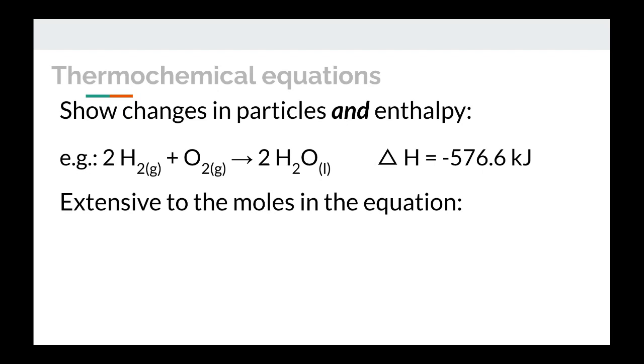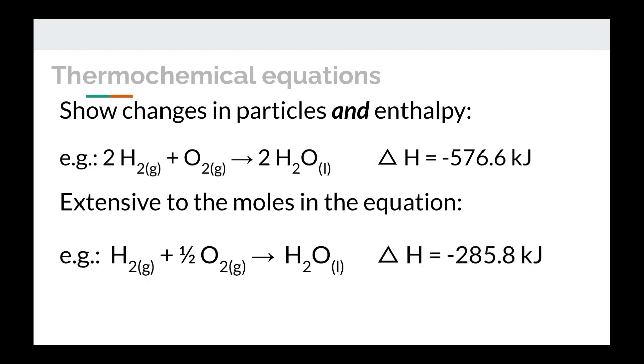That means there's more energy stored in the reactants, the H2 and O2, than there is in the H2O. This enthalpy change is an extensive quantity, because it depends on how many moles are in the equation. You have to make 2 moles of water for this quantity of energy to be released. So if we cut all the coefficients in half so that we were producing only 1 mole of water, we would also have to cut the enthalpy in half. So the enthalpy change would drop from 576.6 down to negative 285.8, which is half the amount.